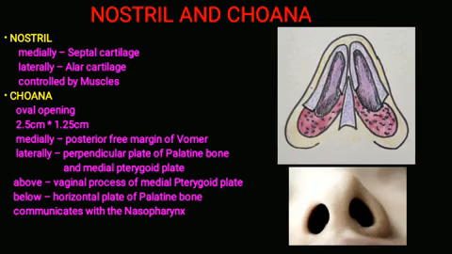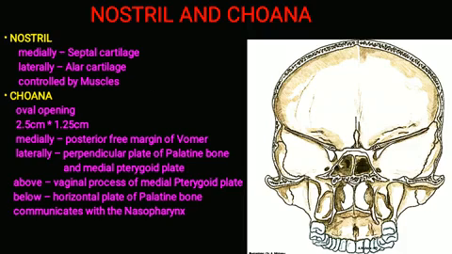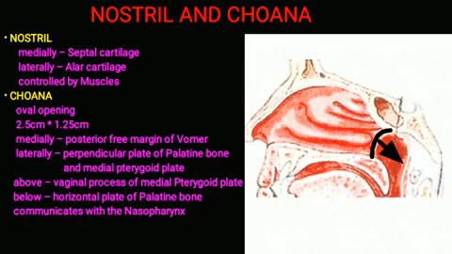Nostril or the anterior nares, which forms the anterior part of the nasal cavity, is formed of cartilages. Medially, it is formed by the mobile part of the septal cartilage and by the septal process of the major alar cartilage, while the intermediate part and the lateral part is formed by the major alar cartilage. The nostril is kept patent by the U-shaped alar cartilage and also it is controlled by the compressor and the dilator muscles. Choana or the posterior nare is a posterior part of the nasal cavity through which the nasal cavity communicates with the nasopharynx posteriorly.